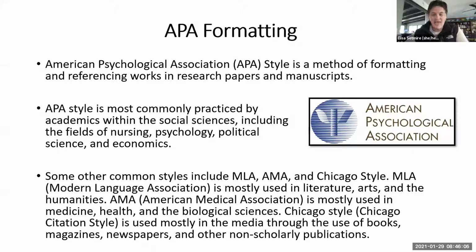We tend to use AMA or American Medical Association style in medicine, health, and the biological sciences. And then Chicago style is used a lot in the media, such as books, magazines, newspapers, and other non-scholarly publications. So APA from the American Psychological Association is most commonly used by the social sciences. So nursing, psychology, political science, and economics.